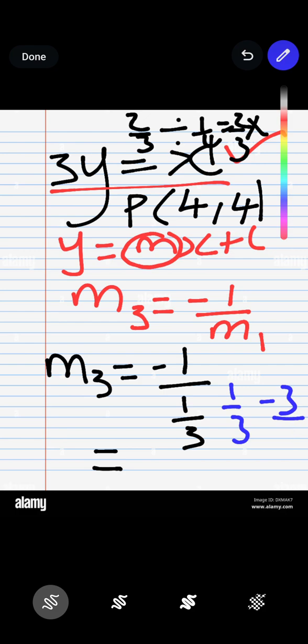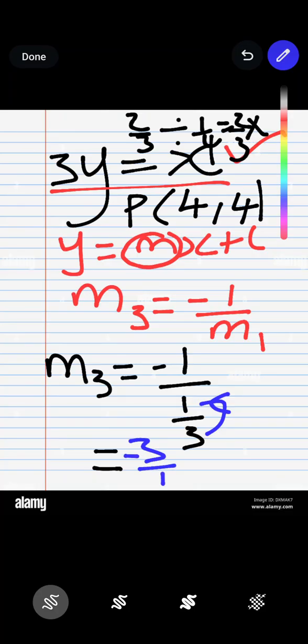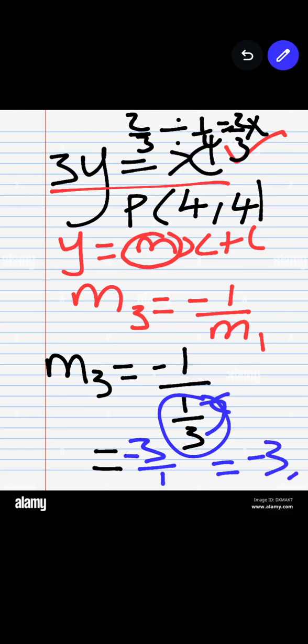Another way to look at this is as integers, like power -1. This may be confusing, so let me just leave it here. But I hope you have gotten the pattern. The easiest way is just to take this up, this on the bottom, then you change the sign. So our m3, when we take this up, is 3 over 1. We put a negative because this is positive, so this is going to be -3. That's the gradient of the perpendicular line.